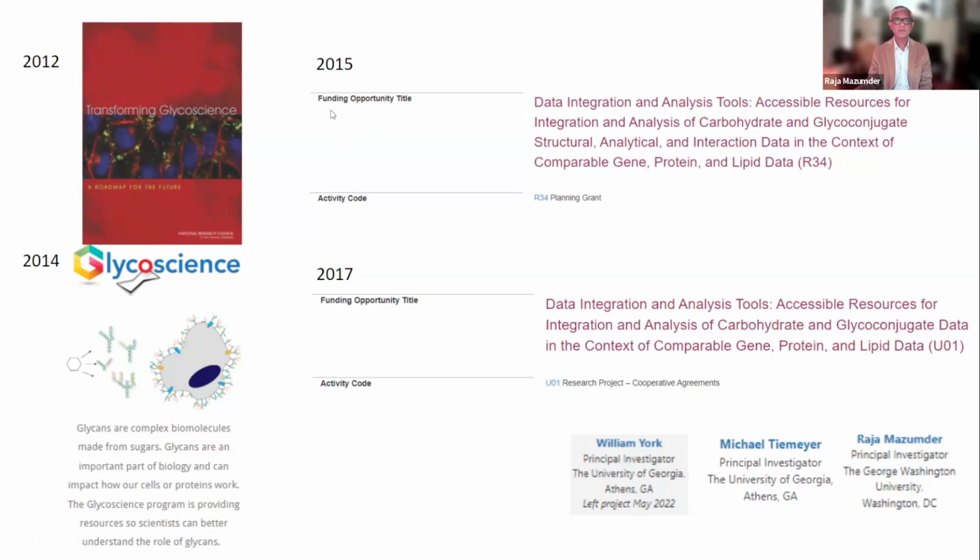And then in 2015, there was a funding opportunity that we applied to, and we were successful. It was a planning grant on how to organize glycan and protein and related data. In 2017, William York and myself got funded to do the work. Later on, Dr. York retired, and Dr. Tiemeyer is now a co-PI with myself in the current project.